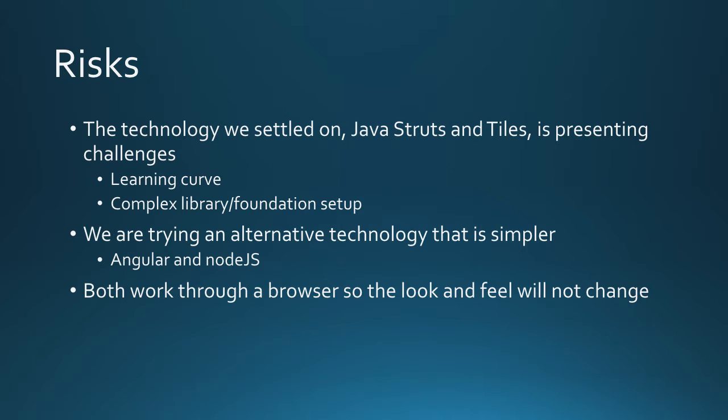So, what are our risks? We initially settled on a Java Struts and Tiles implementation, but we've run into a few challenges with it. Number one, it has a fairly steep learning curve, and number two, it requires a complex library and foundation setup. This has prompted us to consider an alternative technology. The alternative we are trying is Angular and Node.js. Both of these use a web browser to interact with the user, so the look and feel should not be affected.